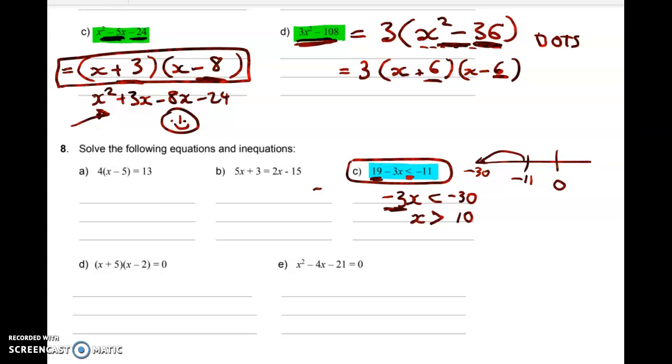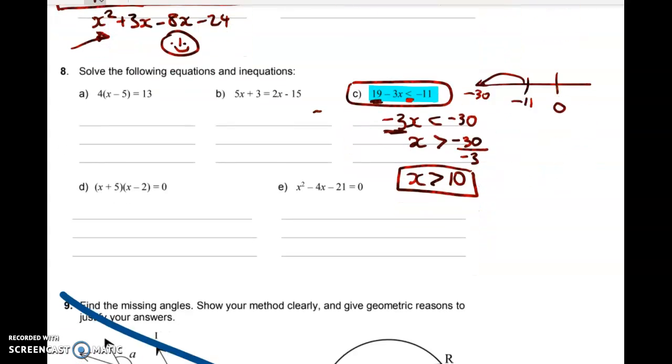So where did that 10 come from? Let's go more slowly. So we're going to divide both sides by -3. That means we have to switch the sign. So -30 divided by -3 is 10. So my final answer is x is greater than 10.